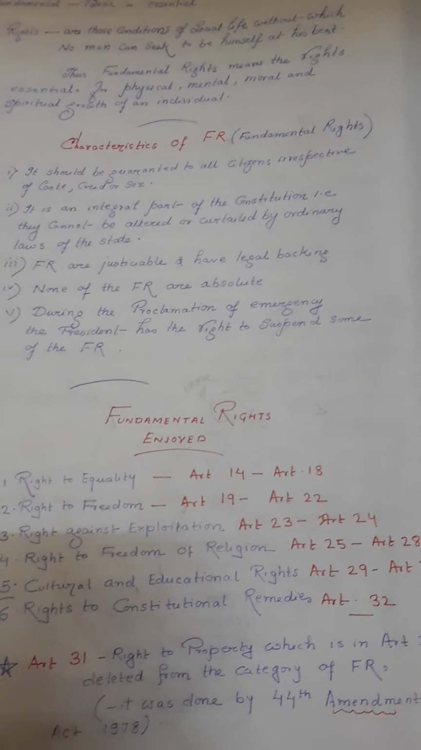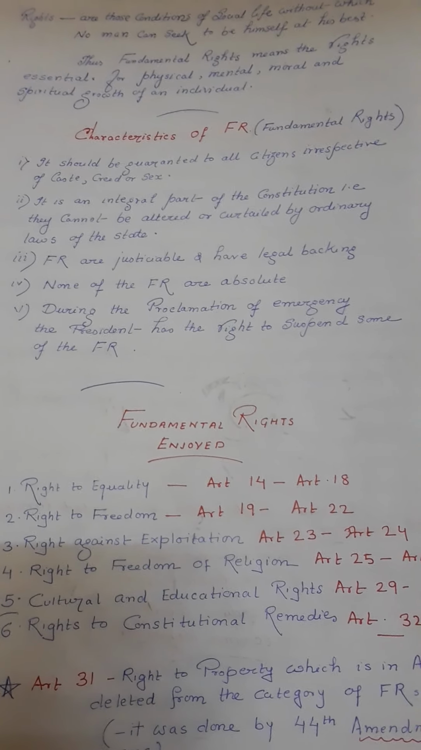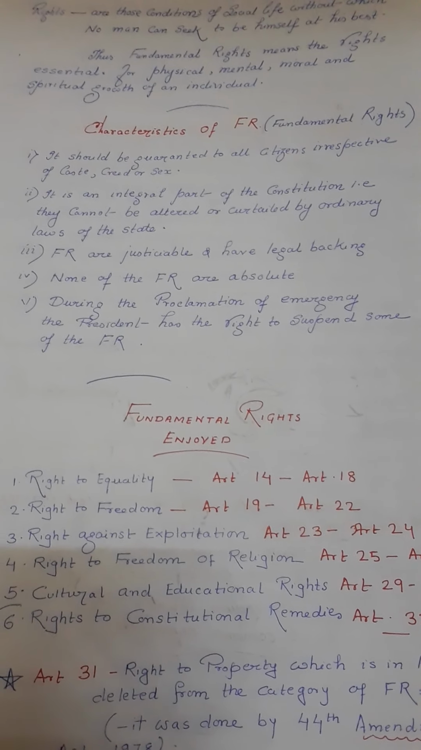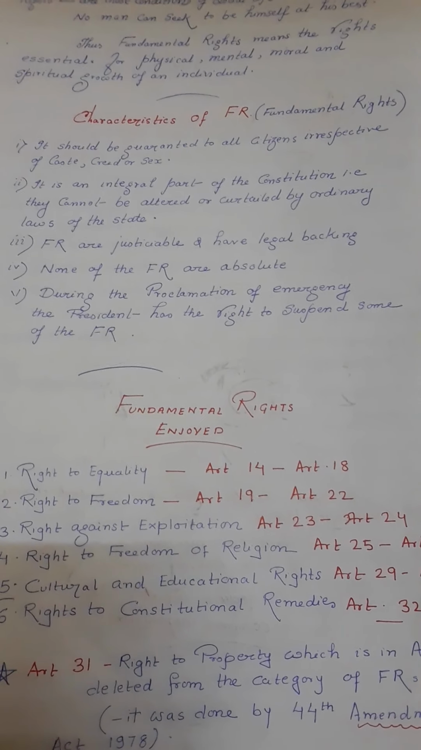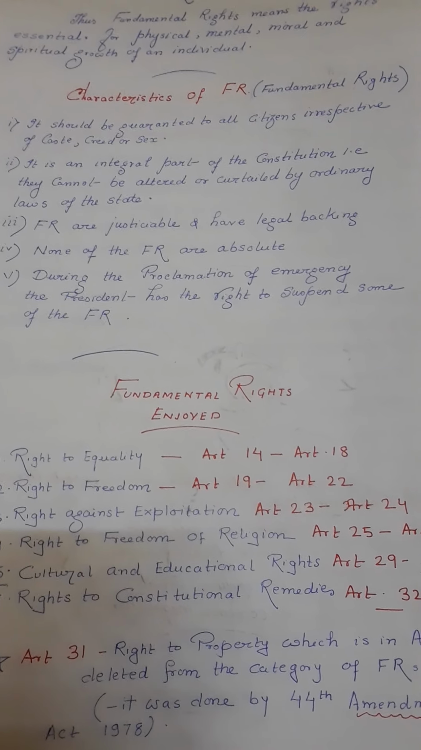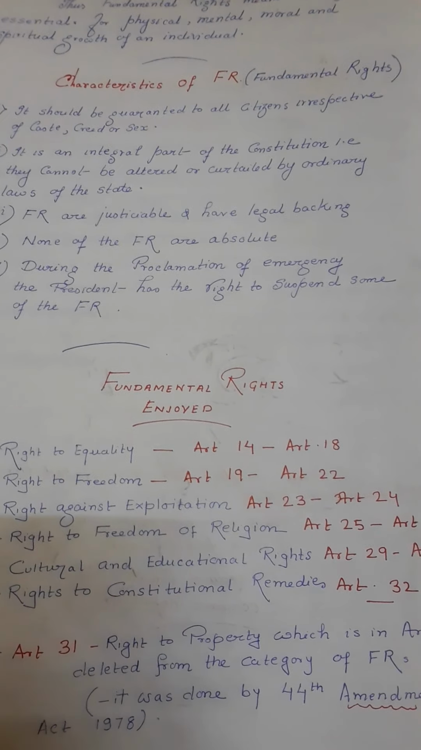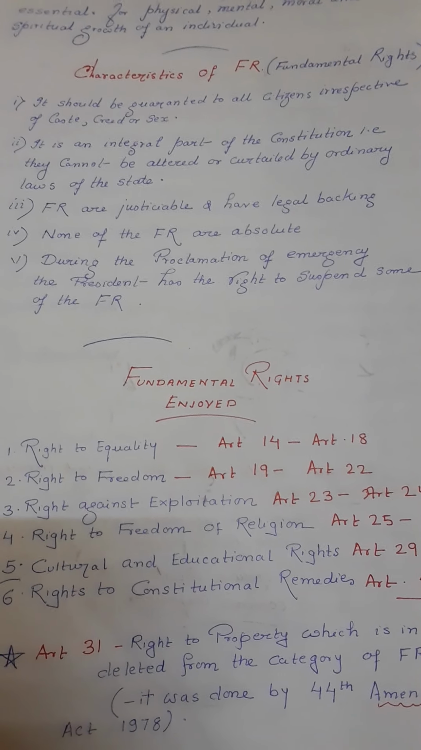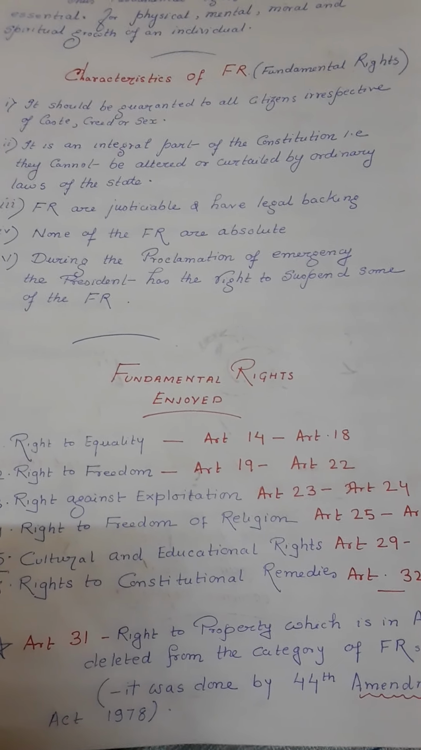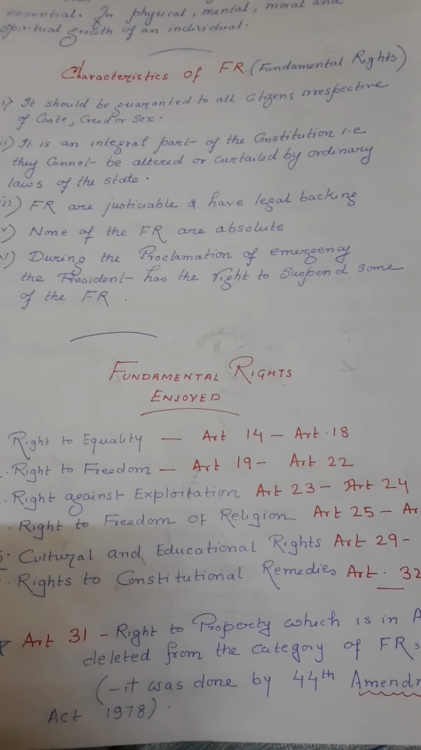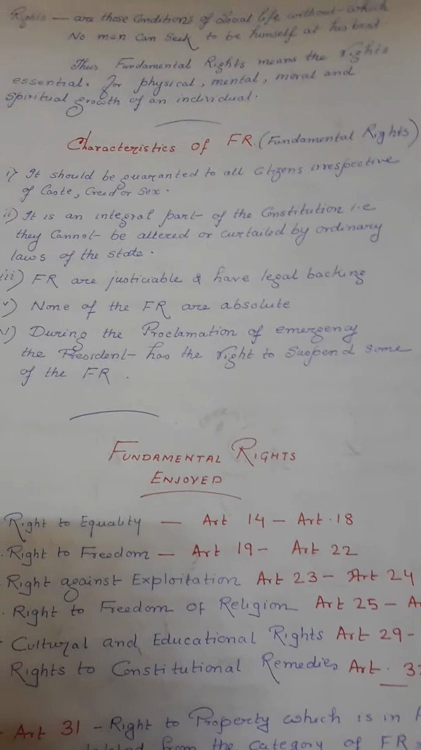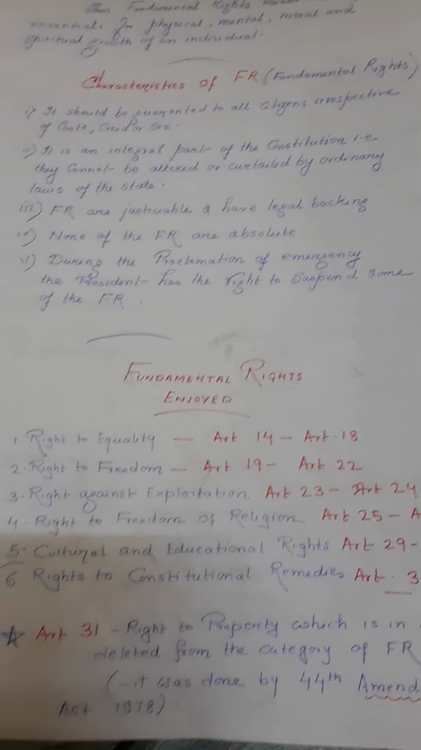Clear? Now what are the characteristics of fundamental rights? Generally it is for the citizens, not for the outsider. Next, it is a direct part of the constitution. Next, it is justiciable and has legal backing. That means if any fundamental right of any citizen is getting disturbed or hampered by anyone, he can move to the court. And the last one, during proclamation of emergency, the President has a right to suspend the fundamental rights. Clear? So these are the five characteristics of fundamental rights. And another thing is that fundamental rights are bound by duties.